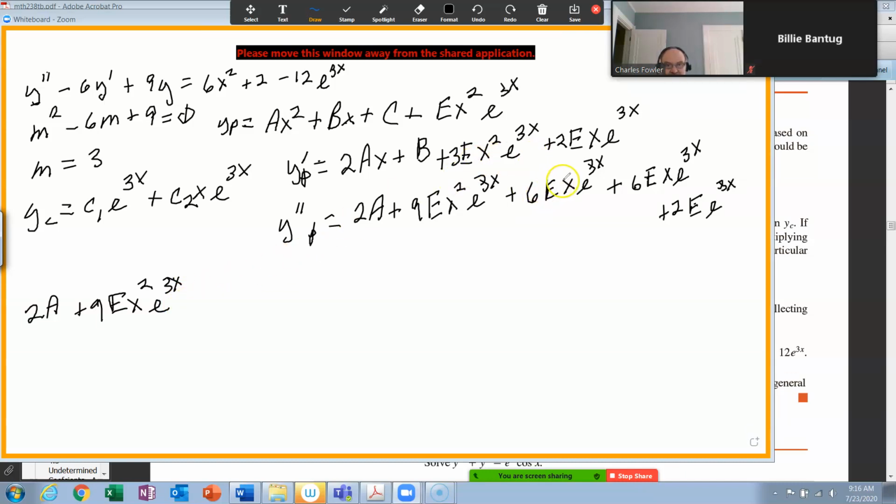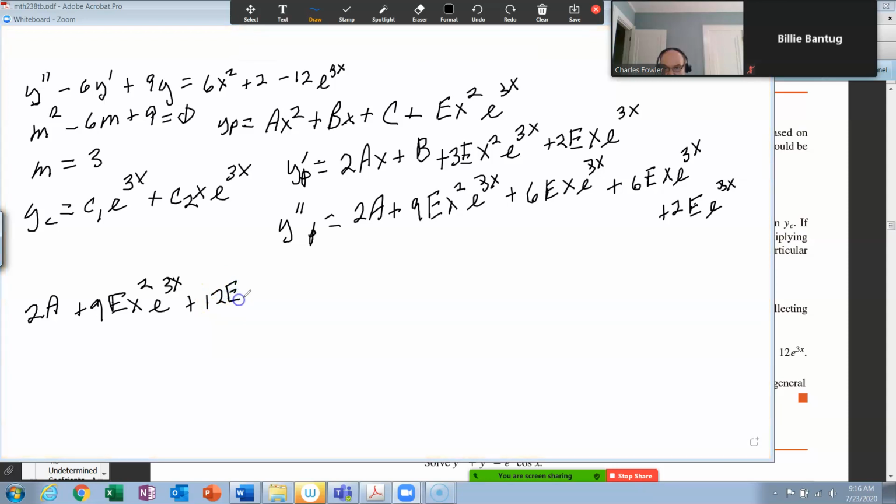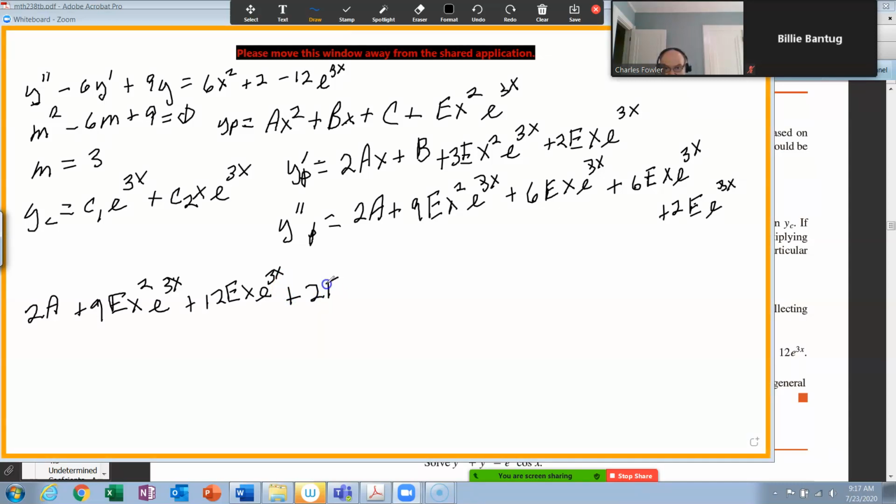Now, here we have 6x e to the 3x and another 6x e to the 3x. That makes 12 of them. So that'll be plus 12x times e to the 3x. And then you just have that 1 plus 2e e to the 3x.